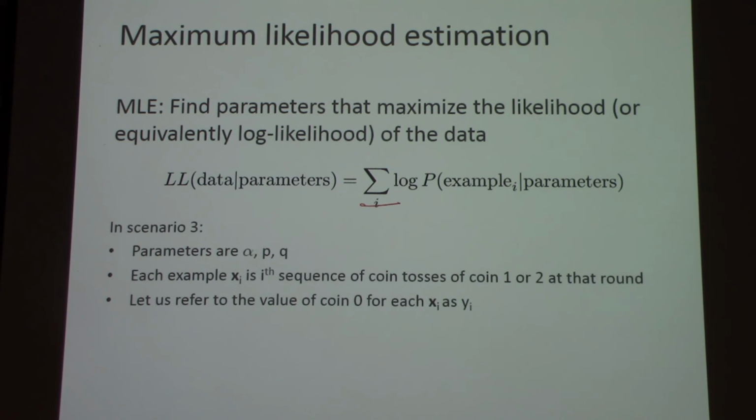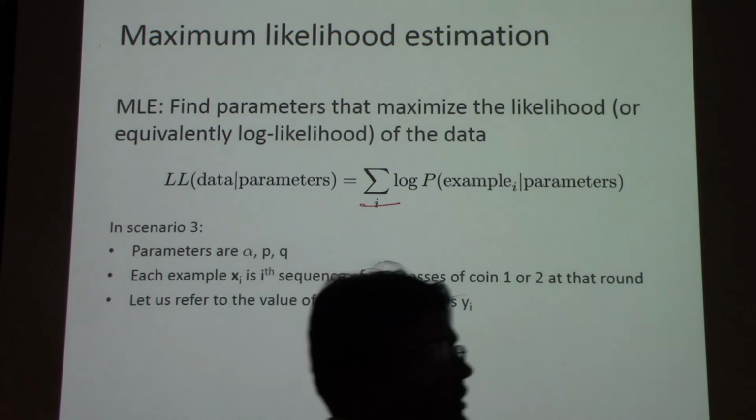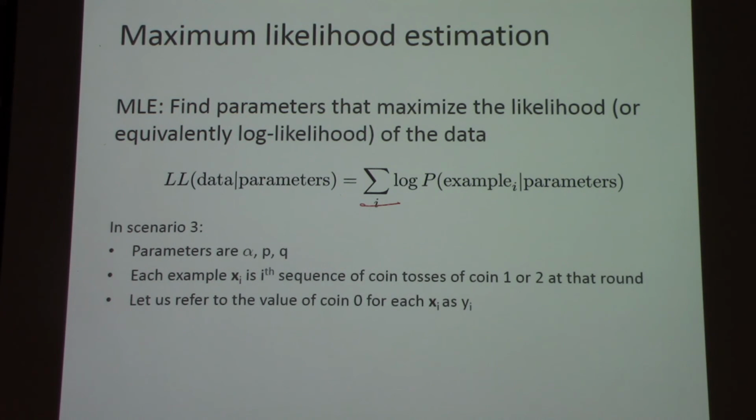But to connect this to what we saw before, in this coin game that we are playing, the parameters are the biases of the coins, alpha, p, and q. Each example, xi, is that ith string, the string of 4 coin tosses. I don't know whether it was coin 1 or 2, but I do know that these are the 4 observations. And just to make the analogy complete, for every observation, I'm going to refer to the value of its coin 0 toss that I have hidden from you as yi.